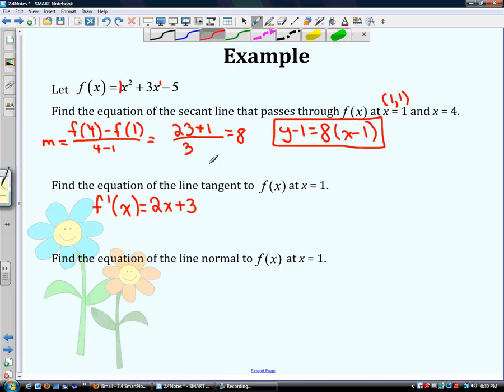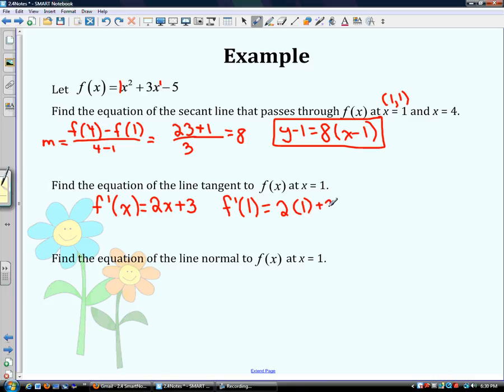It tells me what my slope is at any point x. So I will plug in x equals 1. So I have f prime of 1 equals 2 times 1. I just plug 1 into that function that I just found. Plus 3 equals 5. So the slope of this function at 1 is 5. Okay. Well, luckily, I already found the y value at 1. Still the point 1 comma 1. Now I just need to write the equation of the line that has a slope of 5 and passes through the point 1, 1. So it's just y minus 1 equals 5 times x minus 1. And it is that easy.